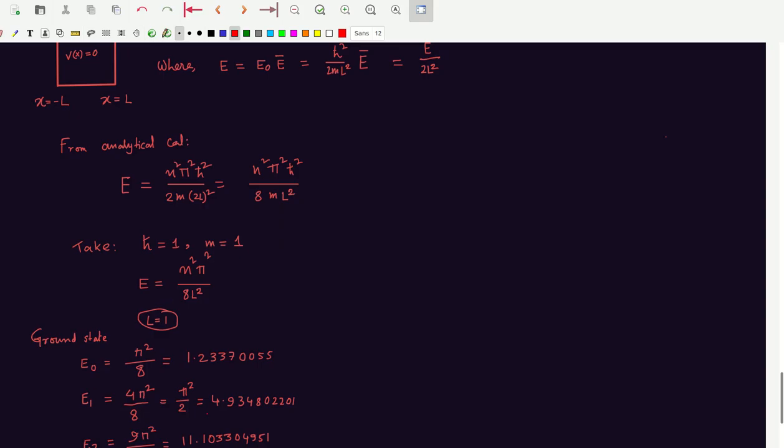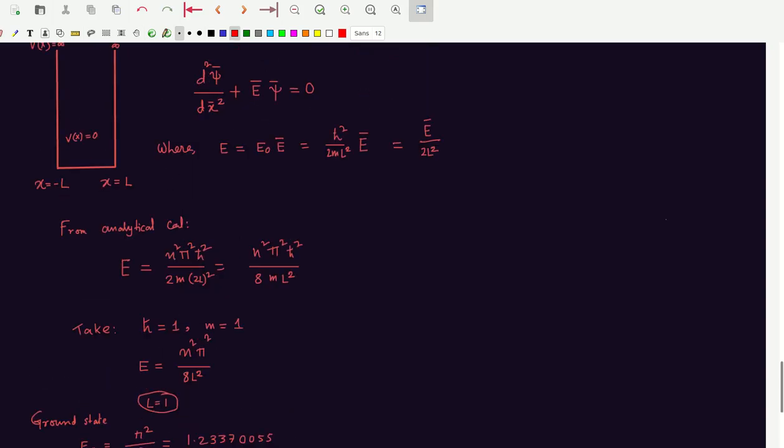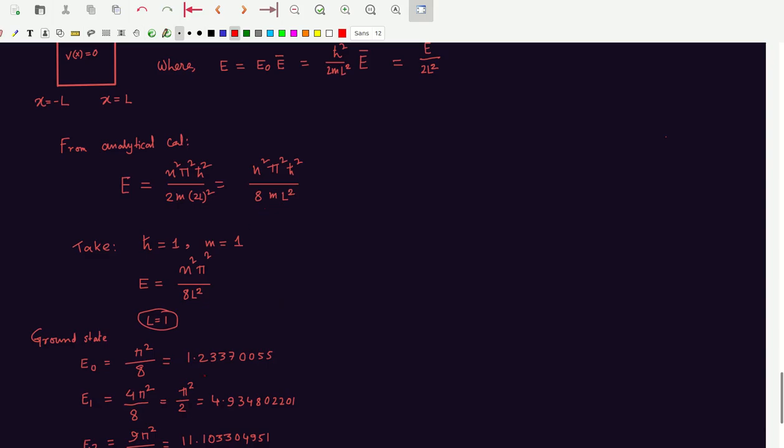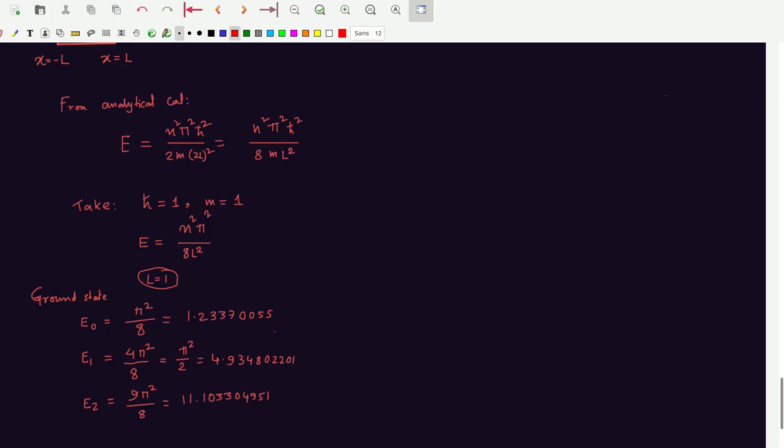That means if you calculate this sanitized equation, you will get the ground state energy 1.233700055. Depending on the accuracy, you will get this value, and the first excited state is something like that, and the second excited state is something like that. It is actually in a dimensionless form. You will get these energy levels.